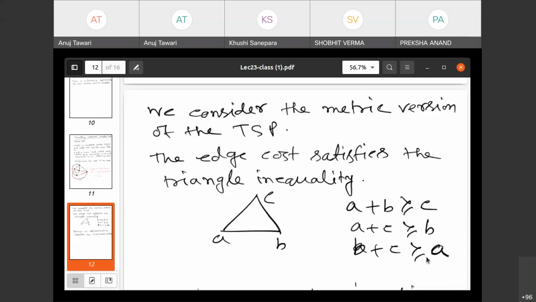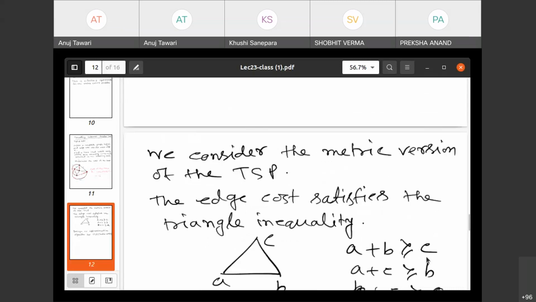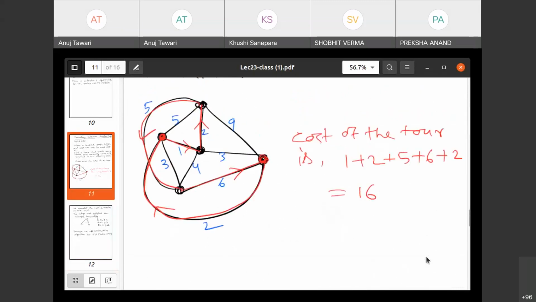Now we want to design an approximation algorithm for this traveling salesman problem in the metric version. Okay, so let's just look at this example. If I wanted to actually find this tour of minimum cost, how can I do it in polynomial time, or at least approximate the minimum tour in polynomial time? So how can I give a polynomial time algorithm for this case? Yeah, tell me if you have any ideas.